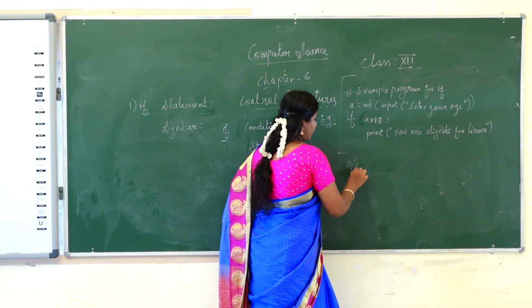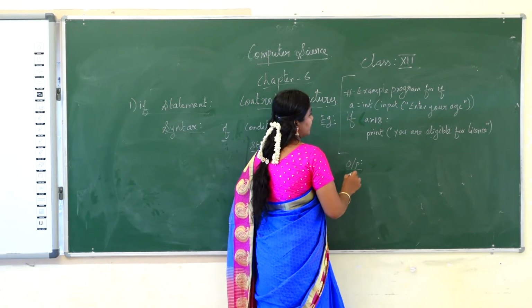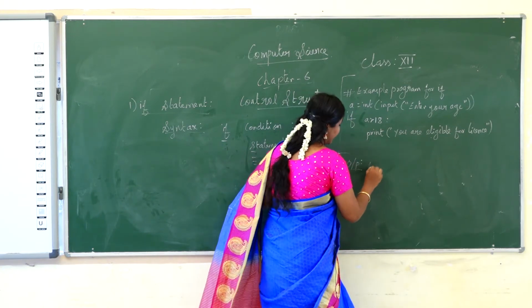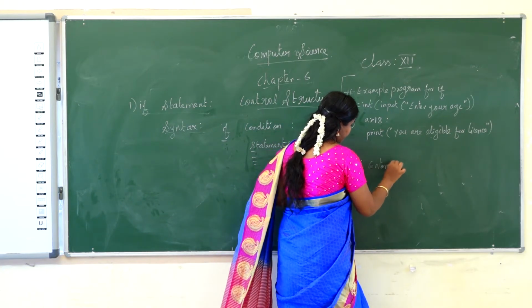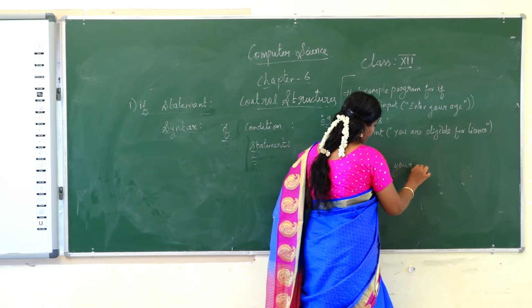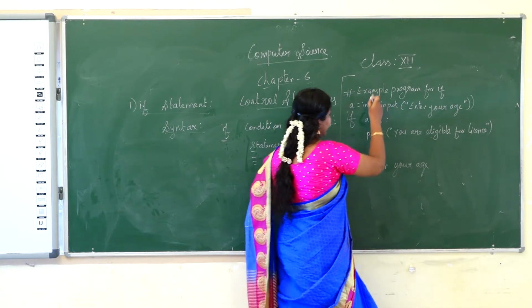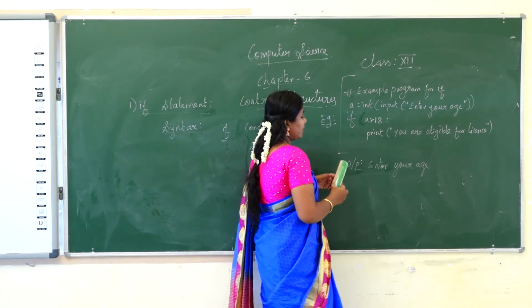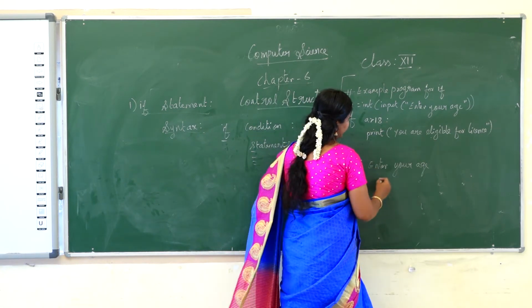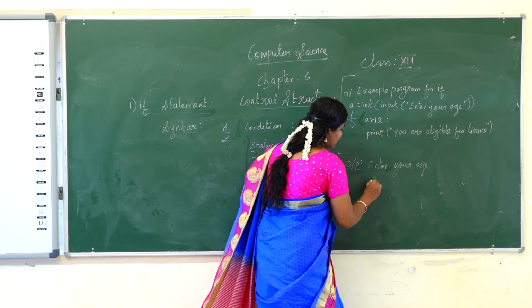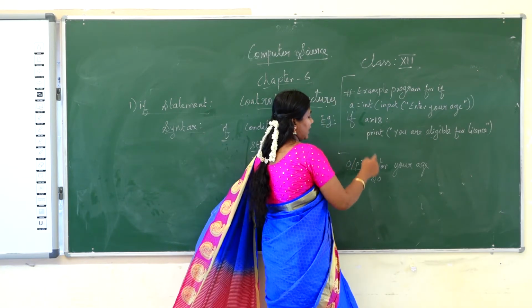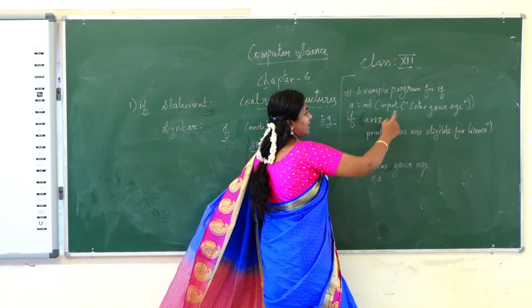So what will be the output? First a is equal to int input. In run mode it will ask for the value: enter your age. I have written this program in script mode. Okay. So when you run the program, it will ask enter your age. Then I give my age.